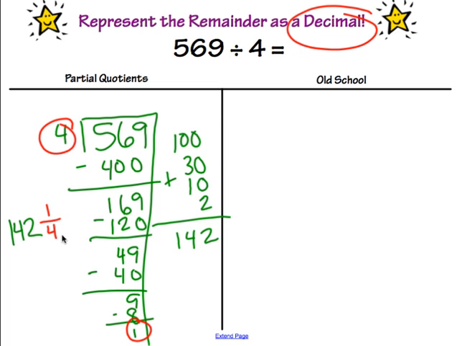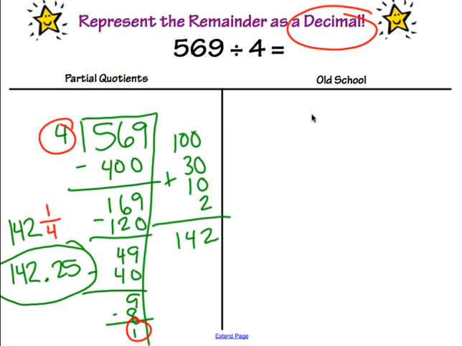1/4 is super easy to turn into a decimal if we think about quarters and a dollar. So 1/4 is 25 cents. So this is an easier problem to write as a decimal. We don't really need to change anything or divide anything. So this would be 142.25 because 1/4 as a decimal is 0.25. So that's our final answer.